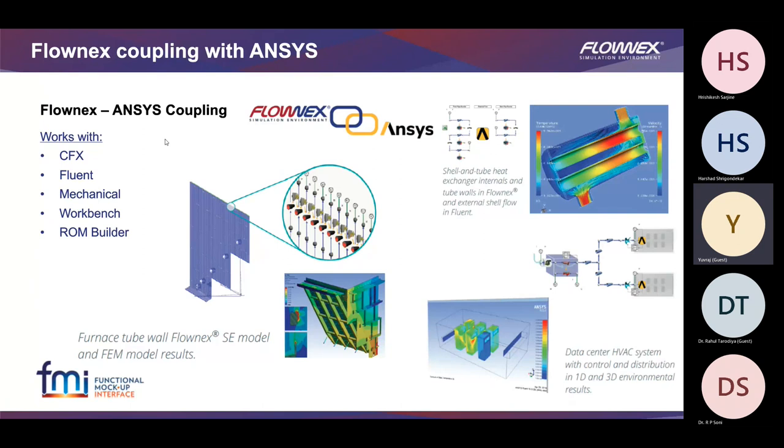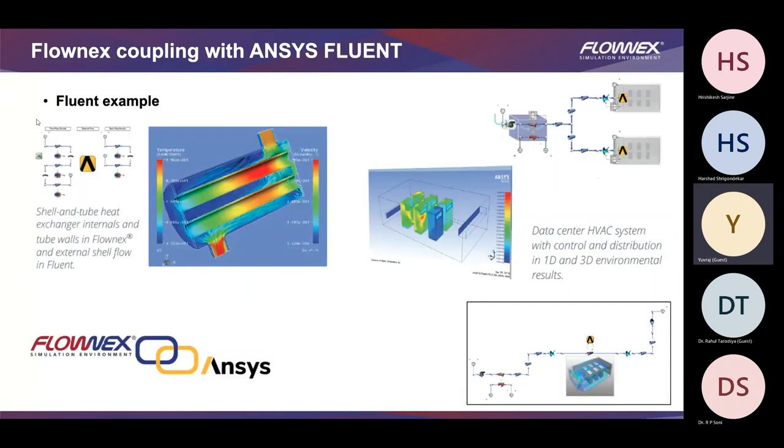Coming to the coupling part, this is a model that has been done in Flownex, and this is an API tool where we perform all the API work. We provide the inputs from Flownex to ANSYS, and we get the results from ANSYS back into Flownex. In that way, if you want to see any behavior in 3D, we do the coupling. Or if you want to do structural analysis of the same model, you can link with ANSYS Mechanical, and structural analysis can be done by coupling like this.